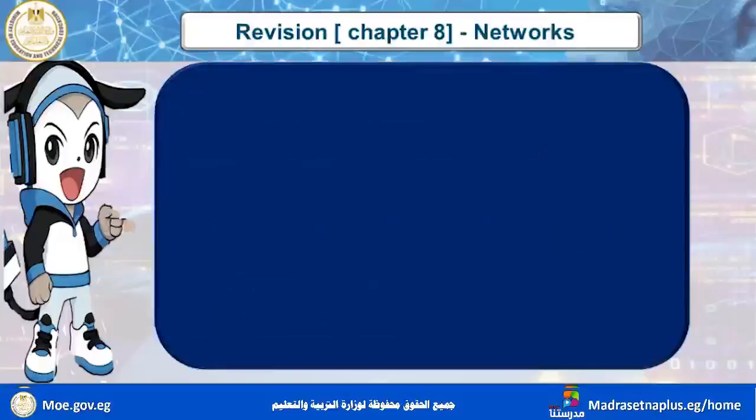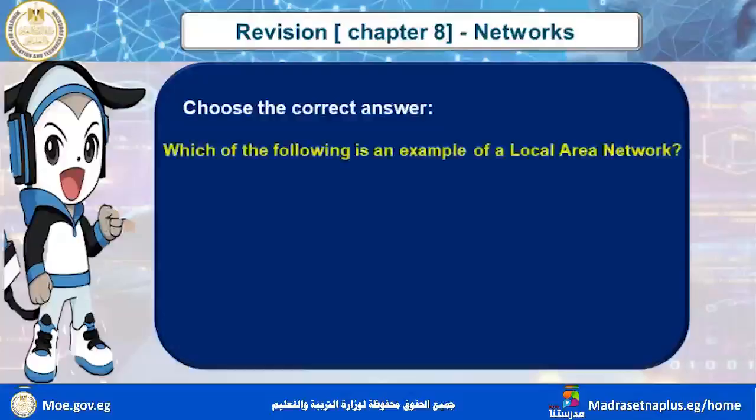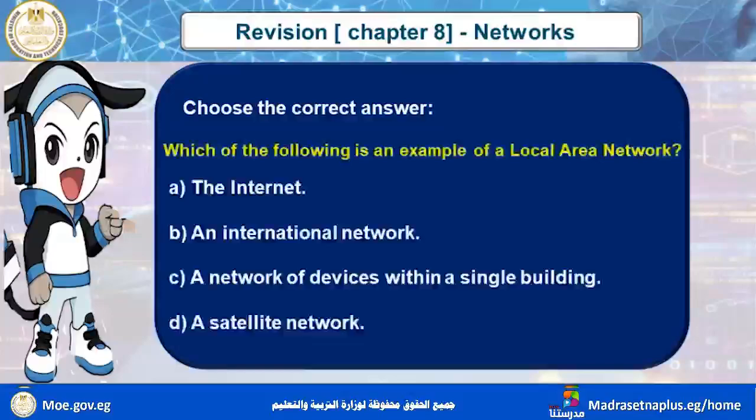Great. The second question. Choose the correct answer. Which one of the following is an example of a local area network? The internet? Of course not. An international network? Of course not. It's local. A network of devices within a single building, or a satellite network? Yes, great. It is a network of devices within a single building.